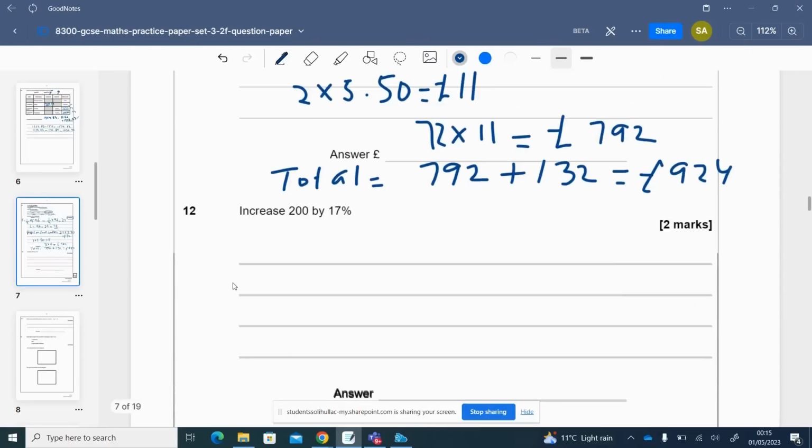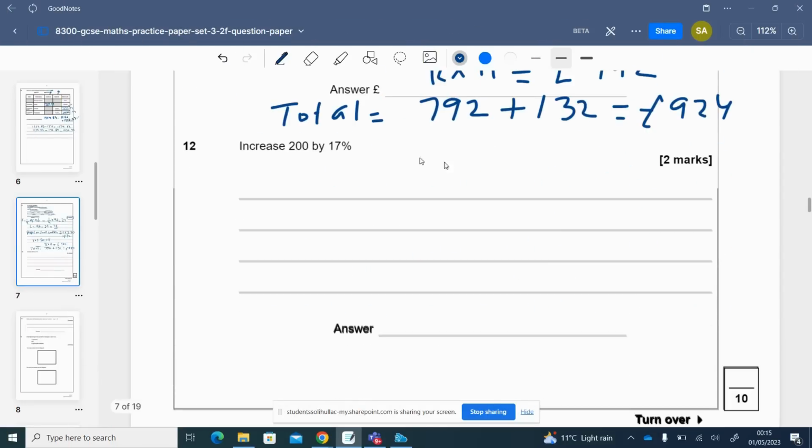Okay, so the next question is increase 200 by 17%. It's question number 12. So the number is 200 and we want to increase that by 17%. That means we will work out what is 17% of 200. So on your calculator, you will type 17 over 100, multiply that by 200.